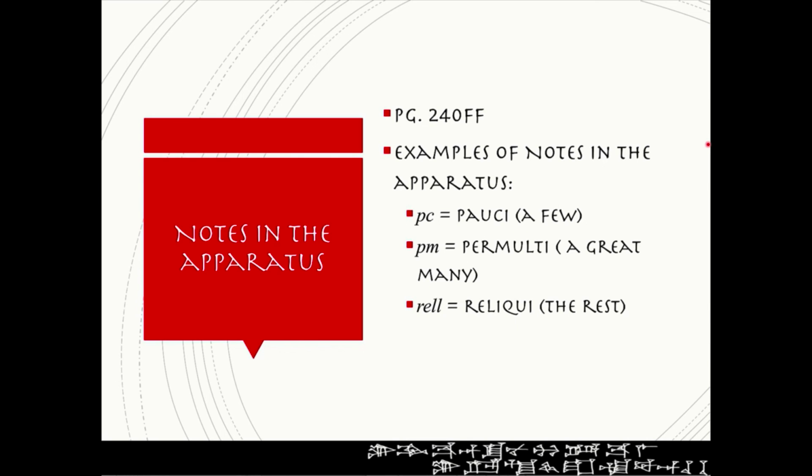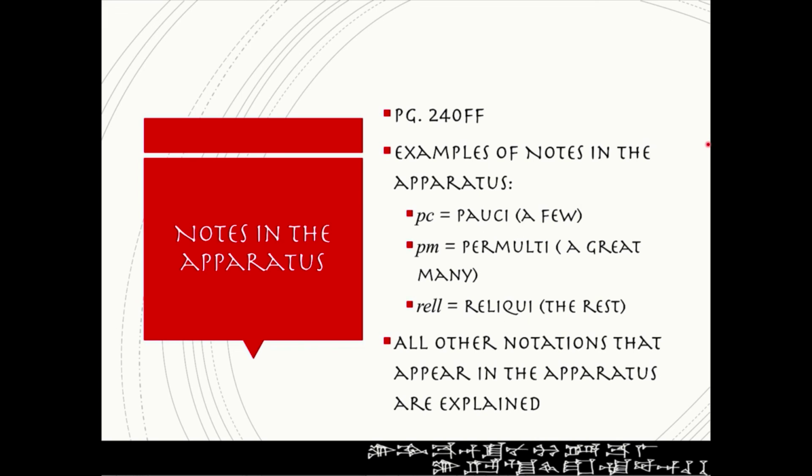When you see these in there, it's indicating that, for example, if you see PC, it means only a few manuscripts have this. PM, a great many manuscripts. If you see RELL, it's the rest of the manuscripts have this. And there are many such notes or little markings. And on pages 240 and following, he goes through and identifies what they are and gives explanations. So all of the notations that appear in the apparatus are explained on those pages.